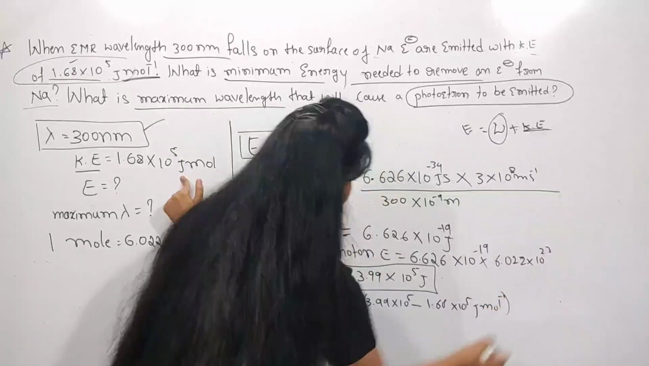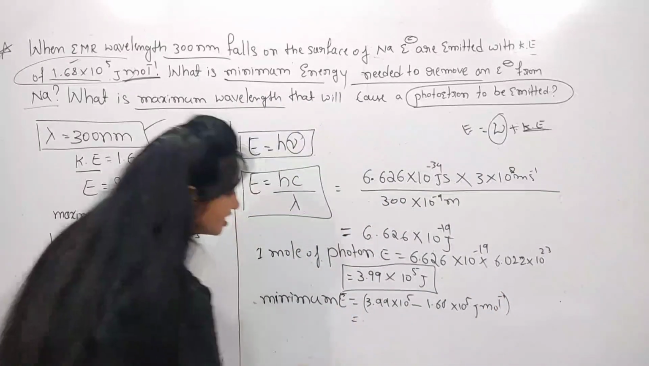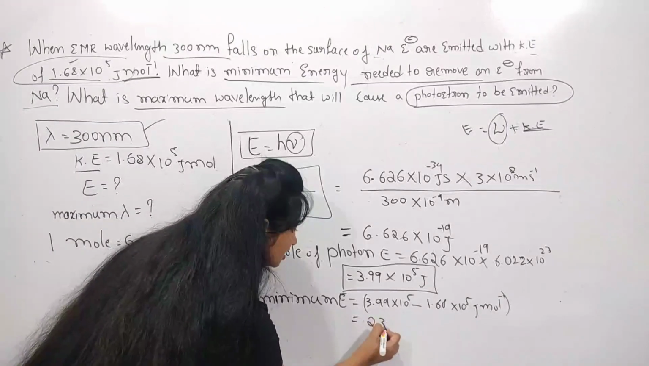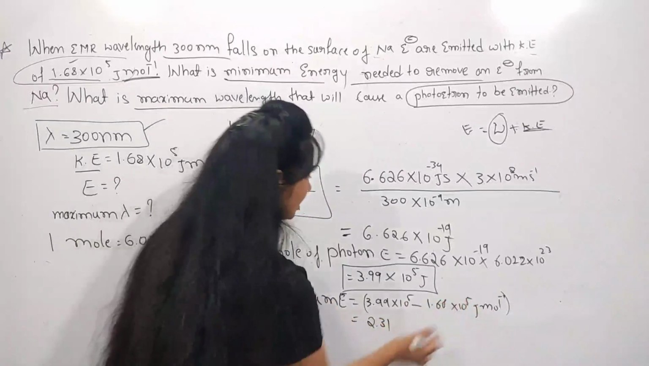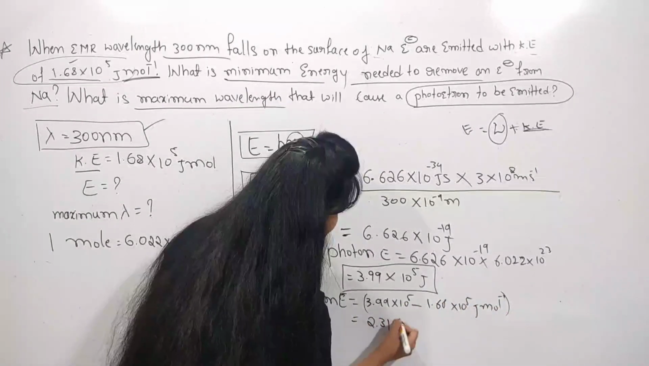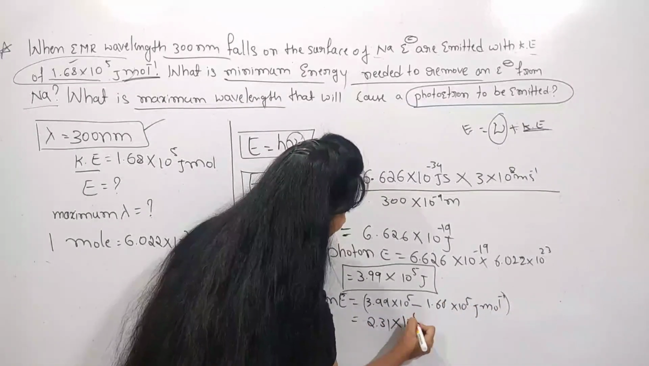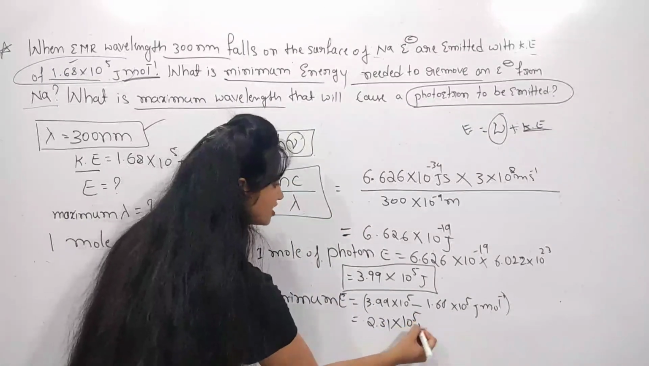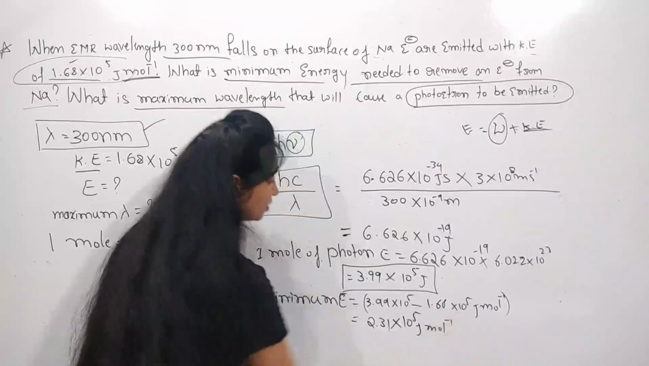So see here, what will be the answer? We got the answer: 3.99 minus 1.68 is equal to 2.31 × 10^5. I wish to take the common factor here, 10^5 joule per mole.